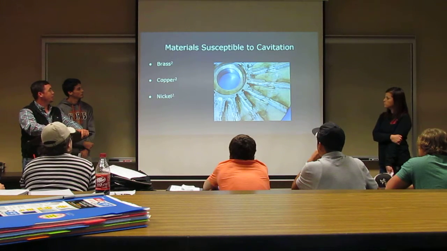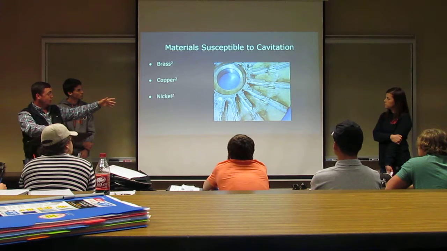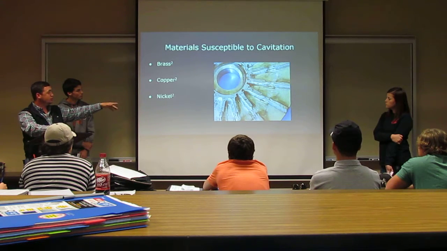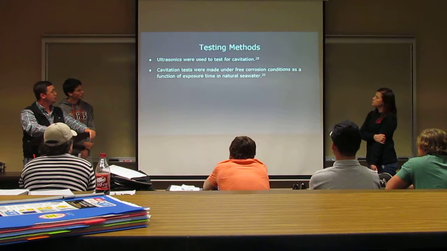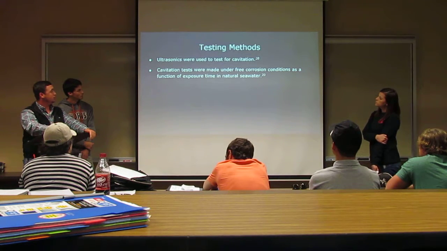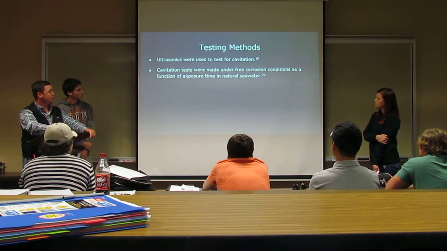Materials susceptible to cavitation are brass, copper, and nickel, and right here you can see that as an impeller turns, where the water hits it, it's going to have cavitation. Testing methods of ultrasonics were used to test for cavitation. Cavitation tests were made under free corrosion conditions as a function of exposure time to natural seawater.